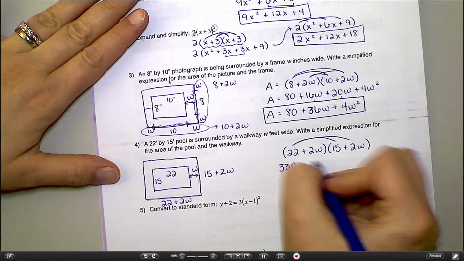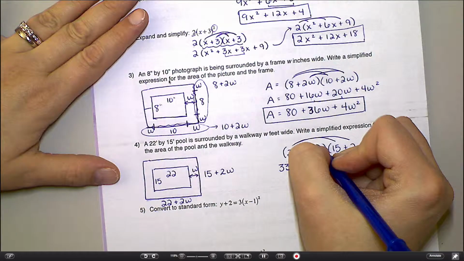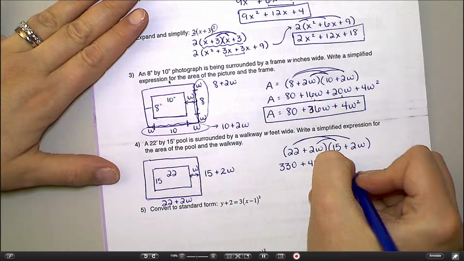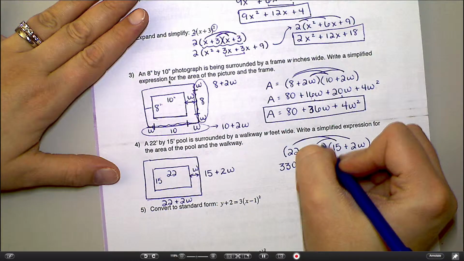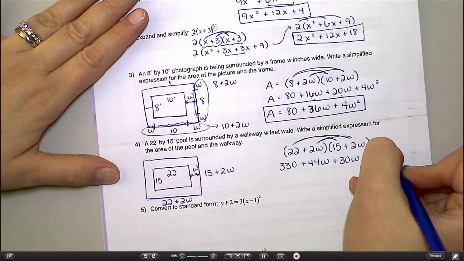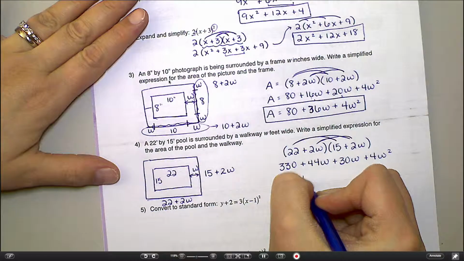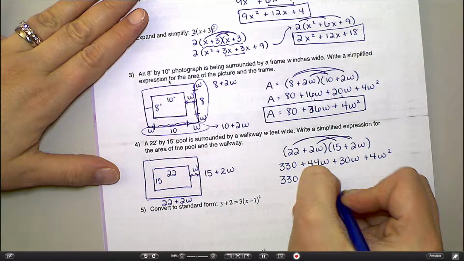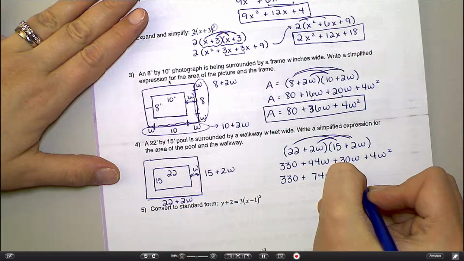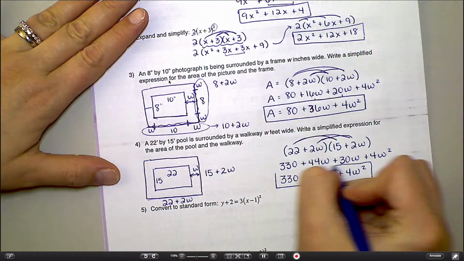22 times 2W is 44W. 2W times 15 is 30W. And 2W times 2W is 4W squared. Combine my like terms and I'm left with 330 plus 74W plus 4W squared. Final area.